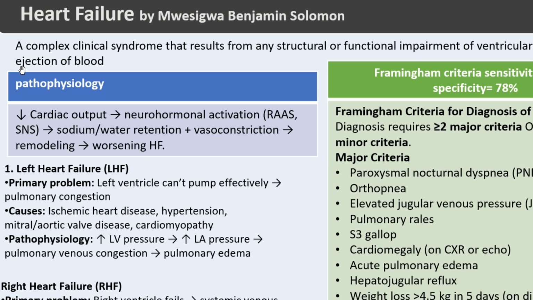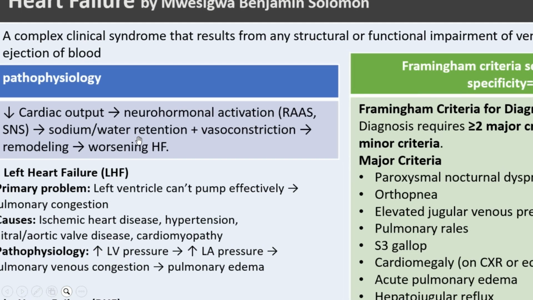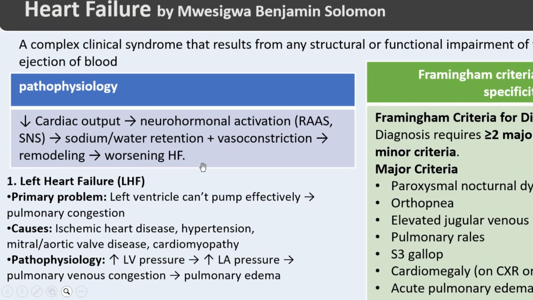Now, when the cardiac output is going to fall, the pathology is going to begin. Then the body is going to try to compensate because it realizes now I'm not getting enough blood being supplied to most of my parts or the vital organs and everything. So it decides to activate the RAS system, the renin angiotensin aldosterone system. And when it does this, it's going to retain water and sodium. And on top of that, it is going to cause vasoconstriction.